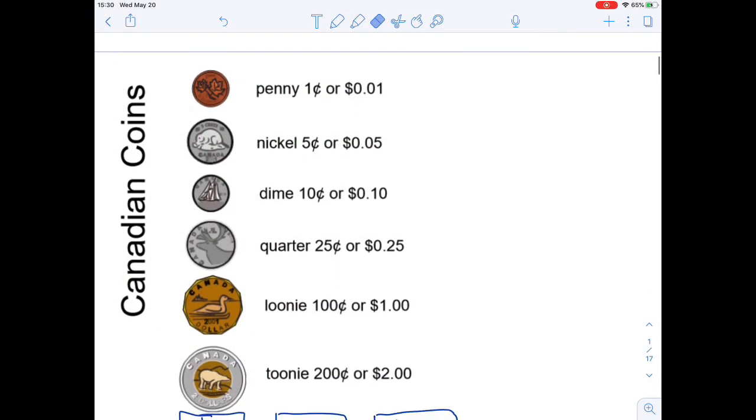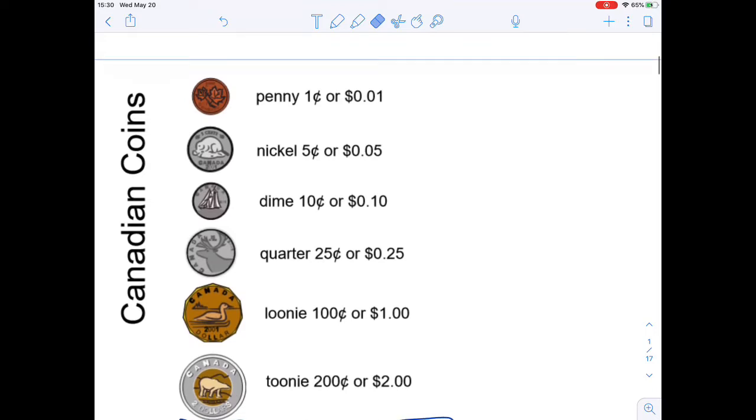So here are our Canadian coins. The penny isn't really used anymore, but it's still good to use for math. So it's 1/100th of a dollar. Then next we have the nickel, which is 5/100ths of a dollar or 5 cents. A dime is 1/10th of a dollar or 10/100ths, same thing. A quarter's worth 25 cents or 25/100ths. A loonie is a dollar, which is 100 cents or just simply a dollar. And of course we have a toonie that's worth $2 as well.